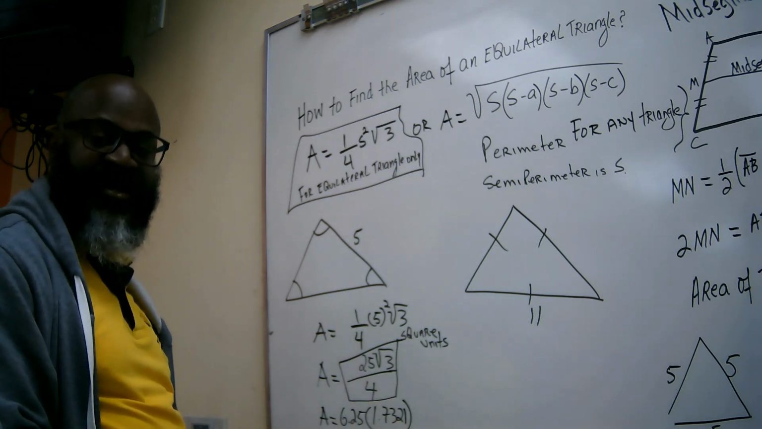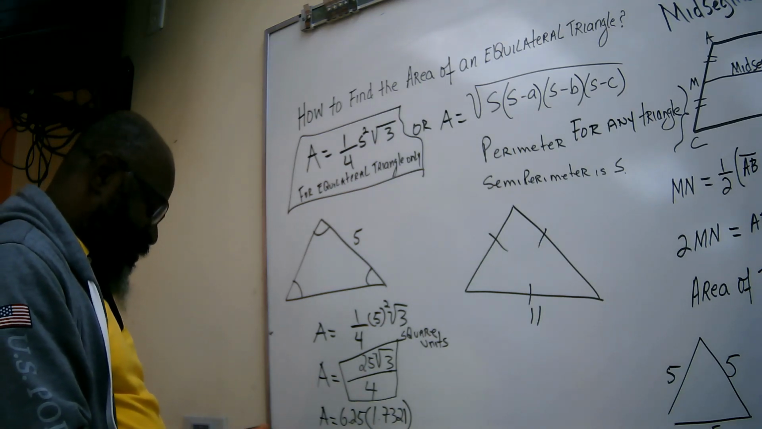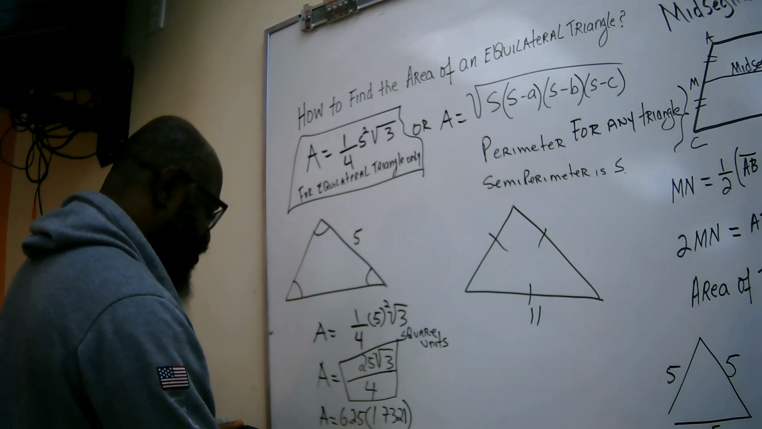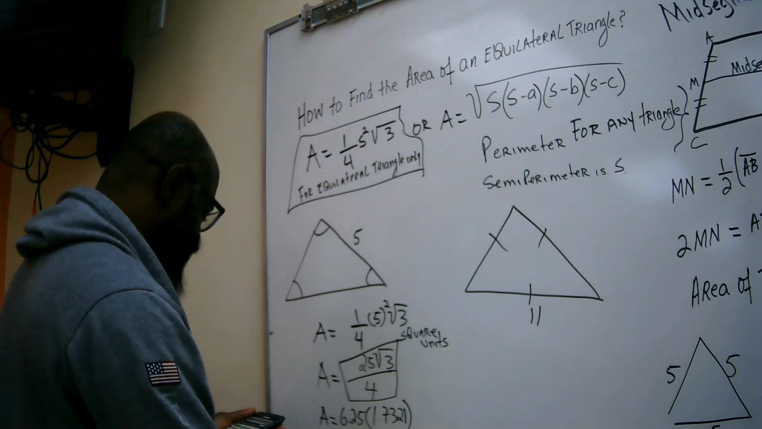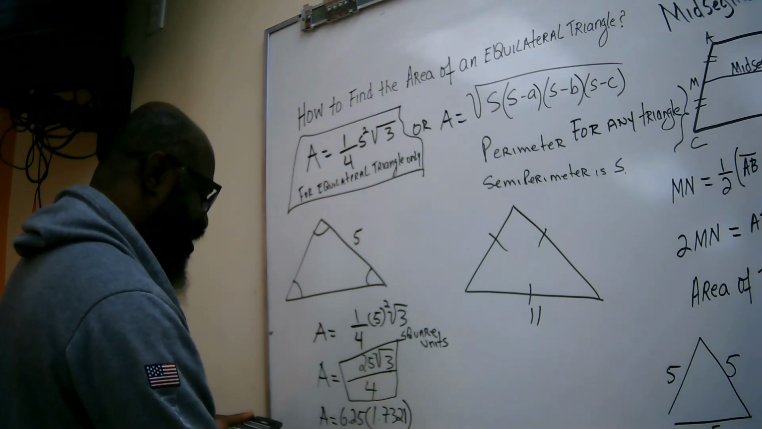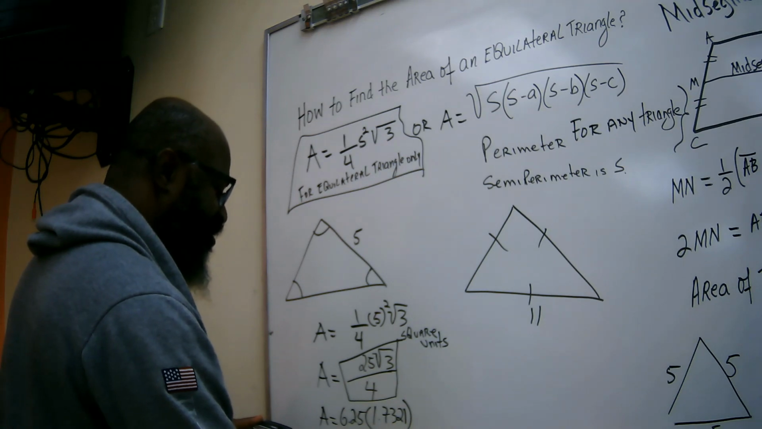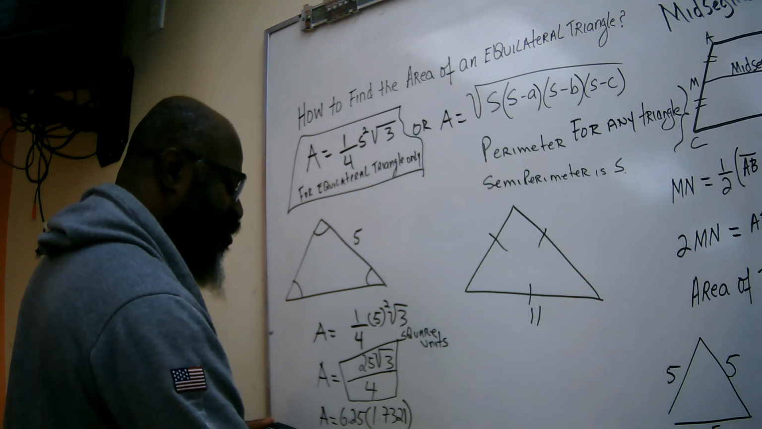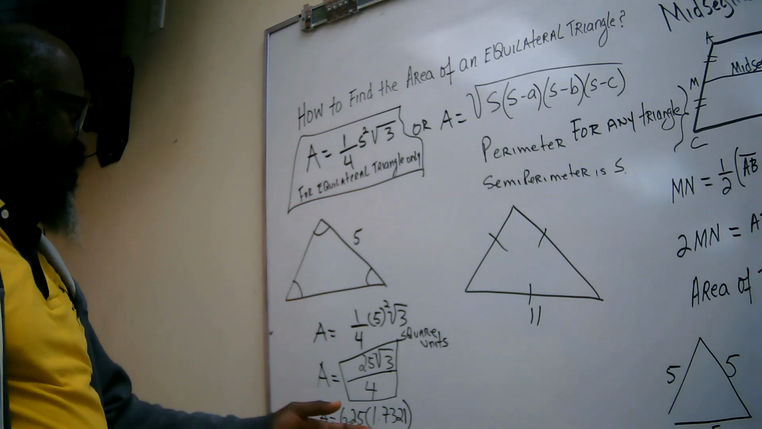The reason you would change it to decimal is that sometimes you're asked to round your answer, so that you know what the estimate is. In this case, that will be 10.8253 square units. That's one way you can find that answer. Then you're done with this problem.